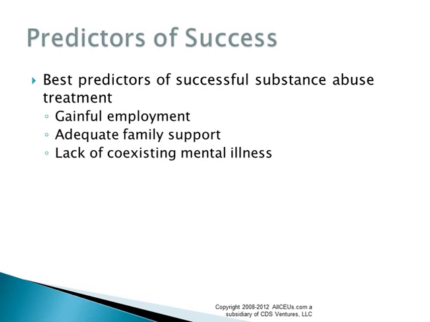Predictors of success: gainful employment, family and social support, and lack of a coexisting mental illness. Now, the coexisting mental illness isn't as much of a factor if it's adequately controlled. But if you have someone who has an unaddressed mental illness, they're not going to fare nearly as well.